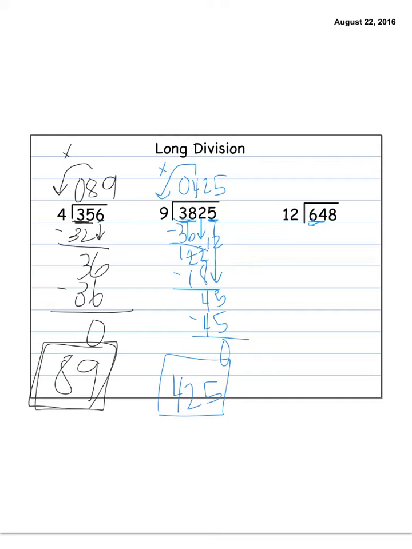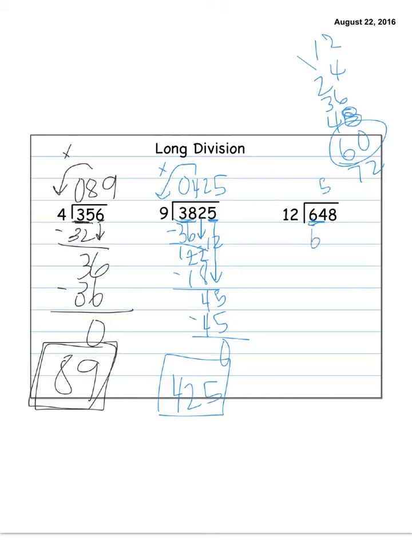64. How many times does 12 fit into 64? Well, we look at our multiples of 12. We go 12, 20, 24, 36, 48, 60, then the next is 72. So it fits in there 1, 2, 3, 4, 5 times.